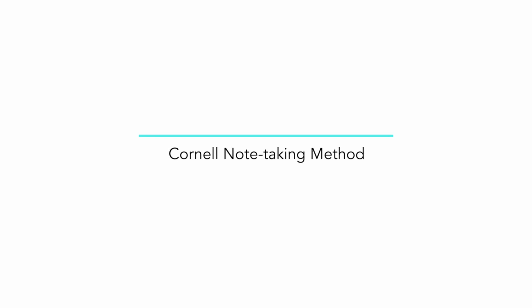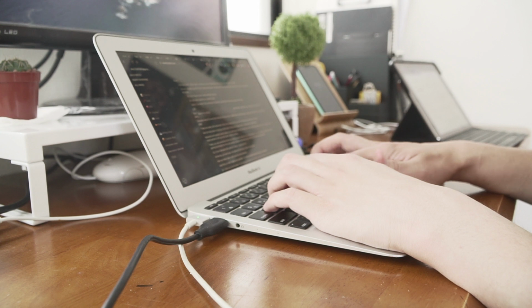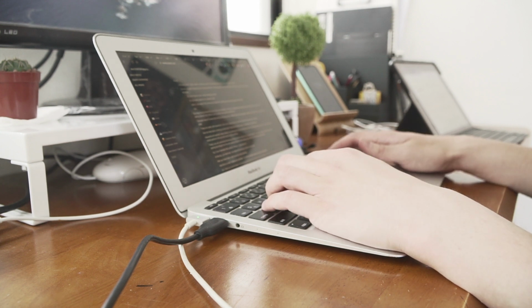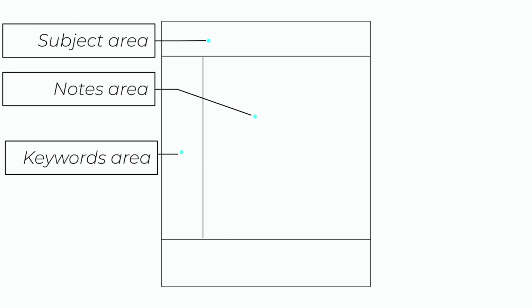The note-taking method I would use is the Cornell method. I think most people know this method because it's very popular and it's a great note-taking method, but I think it can be even more powerful with Roam. The basic idea of Cornell note-taking is that you have a subject area, note-taking area, keywords and question area, and summary area.